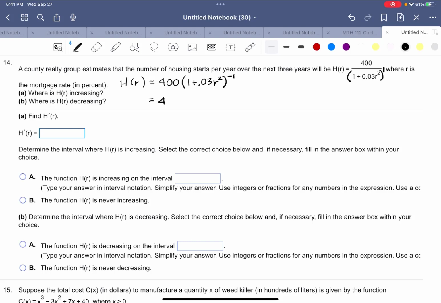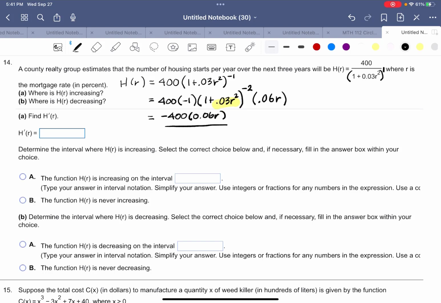So it's going to be 400 times the power times the base, 1 plus 0.03 r squared, to the power -1, which is -2, and don't forget the chain rule. So that's going to be times 0.06 r. Cleaning up a little bit, I'm going to get these monomial factors together. I'm going to make that a -400, and I'm going to put the 0.06 r in the front.